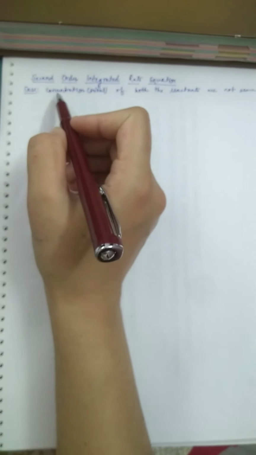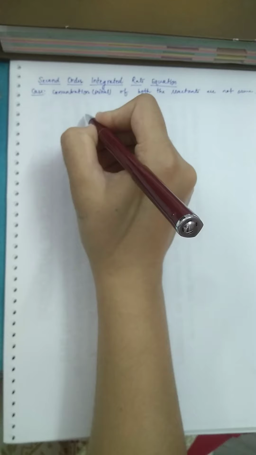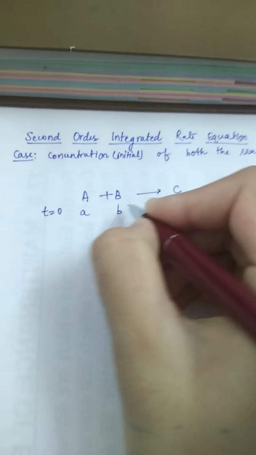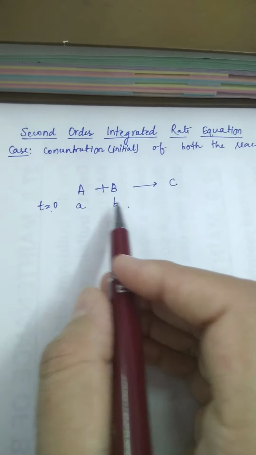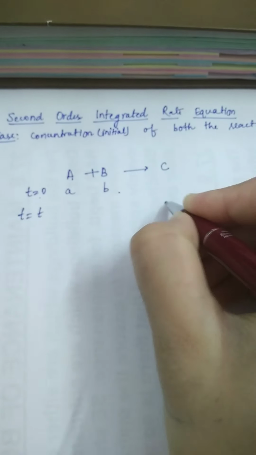Today we will be studying the second order integrated rate equation, under the condition that the concentrations of both the reactants are not the same. Let's suppose we have two reactants A and B which give us product C, and the initial concentration of A is small a and of B is small b. So at time t equal to 0 the concentrations are a and b respectively for our reactants A and B.